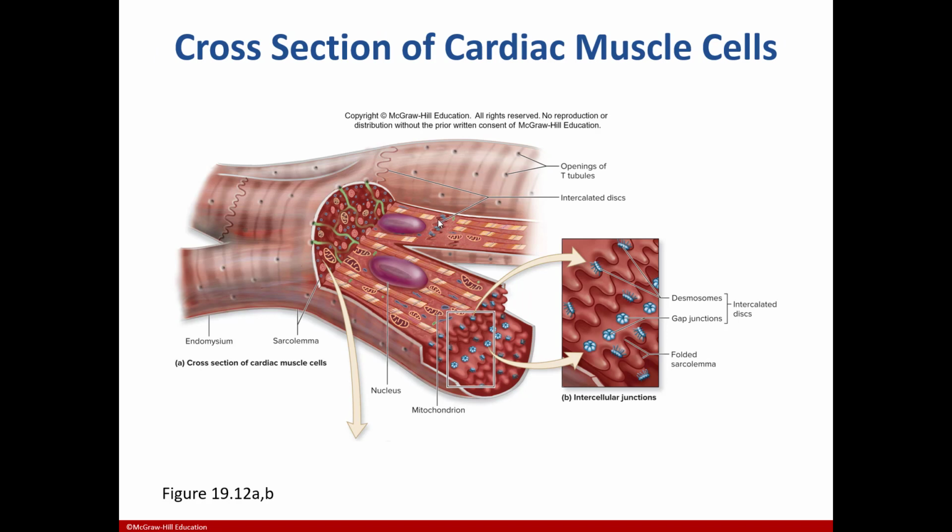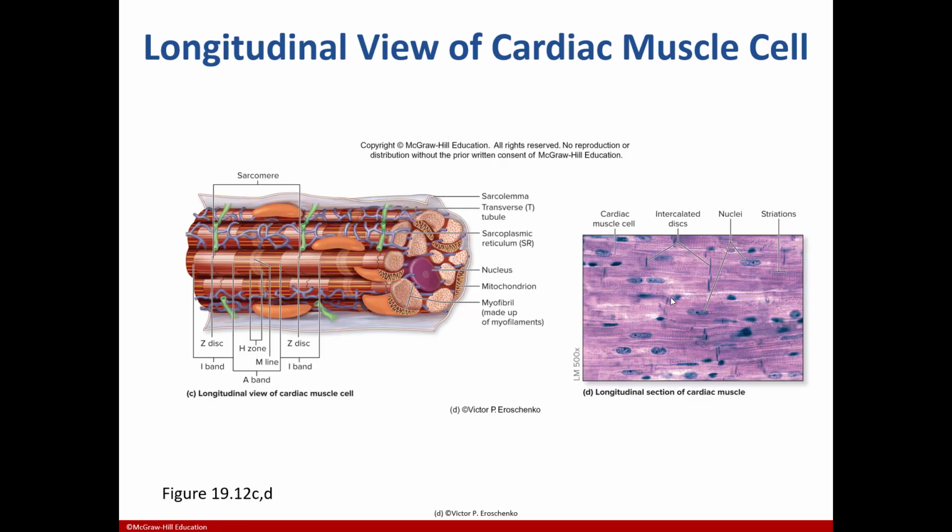Intercalated discs fuse the muscle cells together. And when you zoom into the intercalated discs, you then have the desmosomes and the gap junctions. In another picture on the right-hand side, you can see the sarcomere of the muscle, the Z, the H, the M, the A band, the I band.